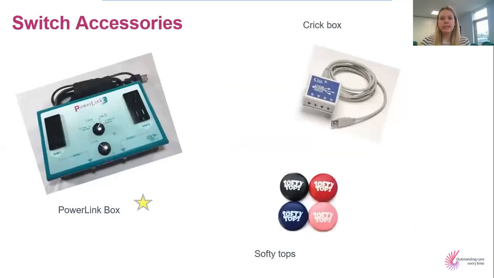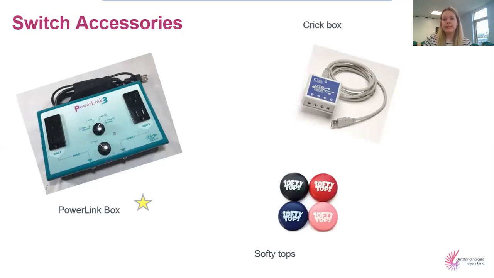Some switch accessories. The one I really like personally, my favorite little star next to it, is the PowerLink box. So basically you can plug in things with an on-off switch, and you can make them switch adapted. So that might be a food blender, and that might be a lamp, that might be all sorts of stuff around the house or at school, and it's a really good way to make lots of activities switch accessible.